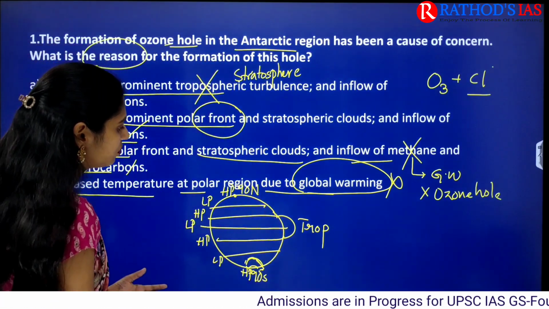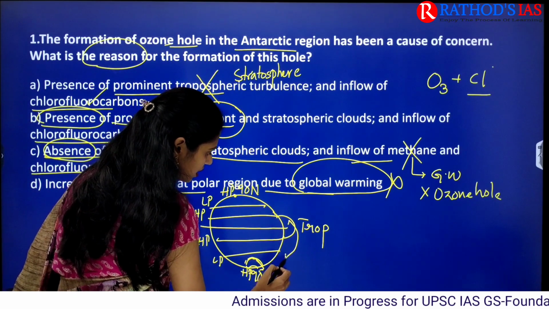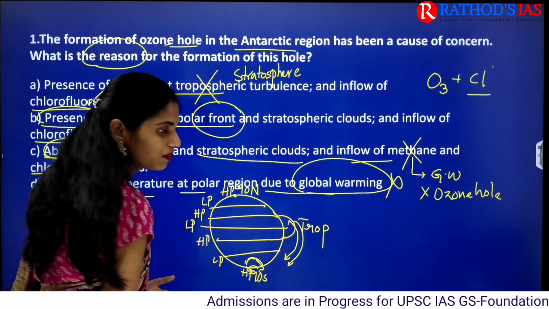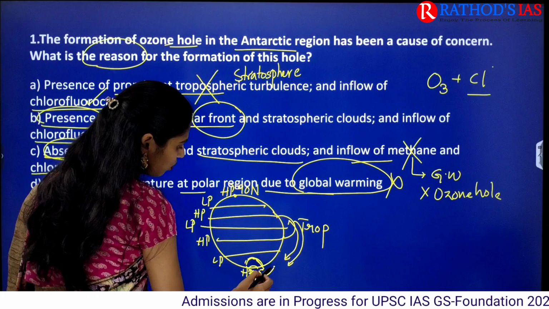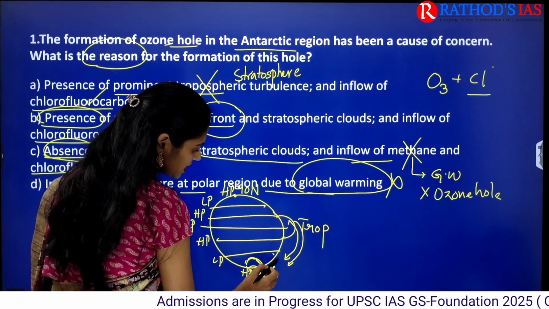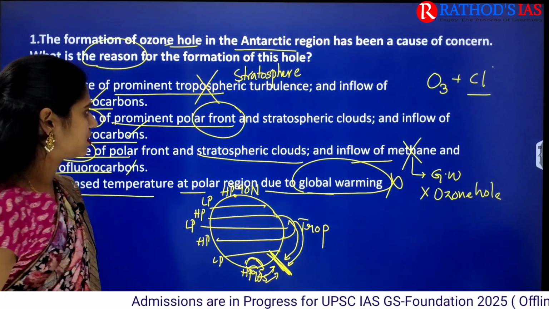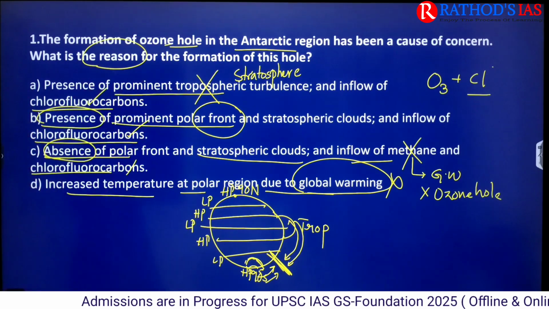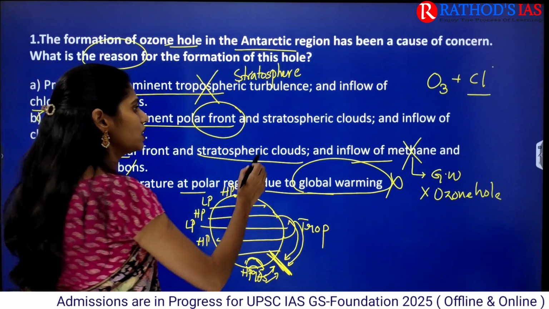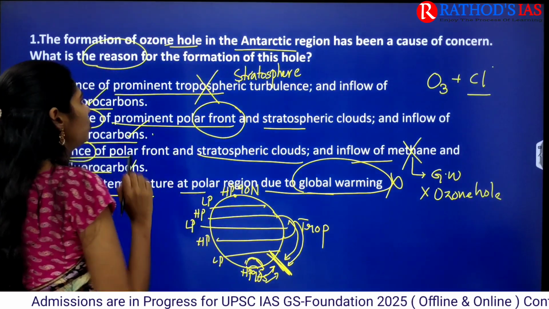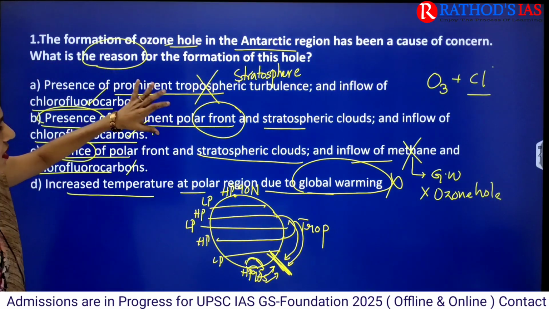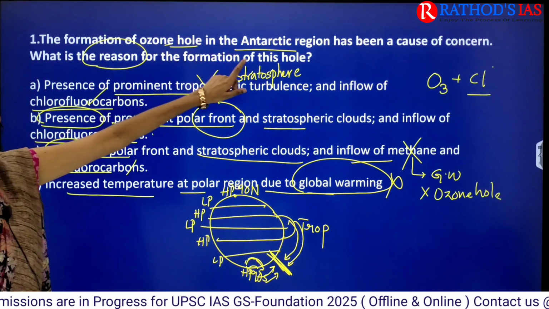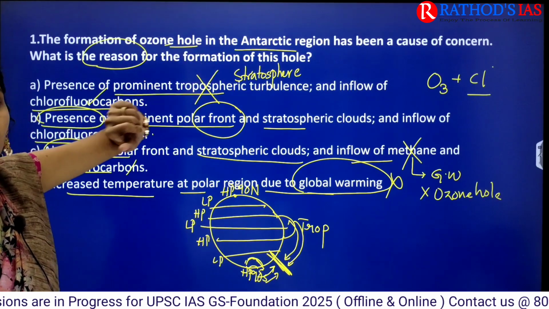So what happened? The warm air from this tropical region will move towards the pole, and from the pole cold air will meet it and they will form these fronts. Yes, because of the presence of the prominent polar front and even stratospheric clouds, and because of chlorofluorocarbons, this is one important major reason for the formation of the ozone hole in this Antarctic region.